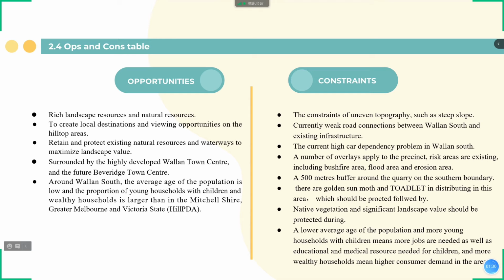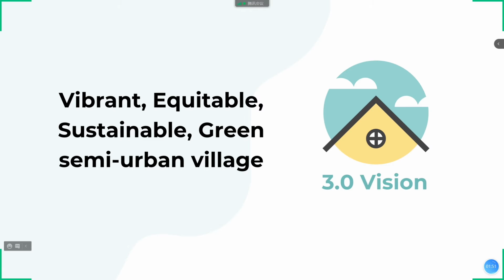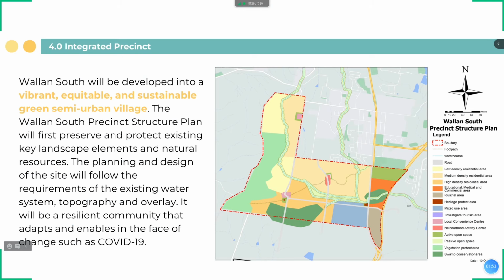There are rich and diverse natural resources, and a big chance to connect with Beveridge Town Center. However, the existing infrastructure shortage, disaster risk, and the need for biodiversity conservation in Wollen are the limiting factors for development. In summary, we give the following vision. Wollen-South will be developed into a vibrant, equitable, and sustainable green semi-urban village. And here is the planning map.